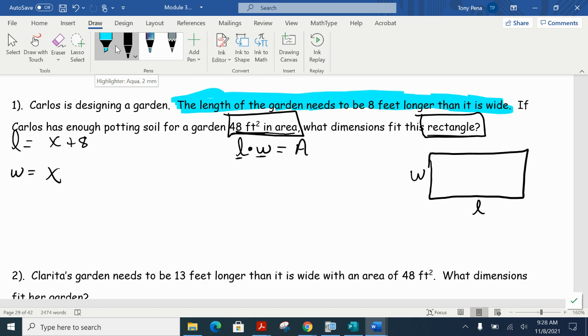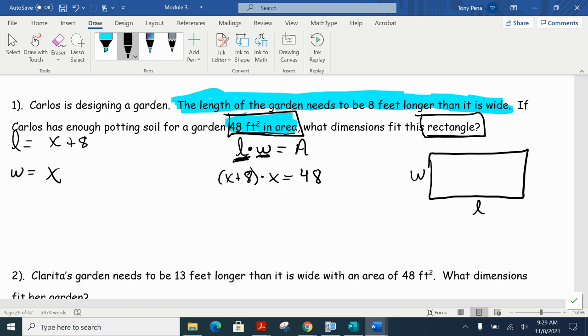Okay. Then we come over here. We're going to multiply these together. So we're going to multiply these two expressions together. So my length is X plus 8. I'm going to multiply that by my width, which is an X. We're going to set that equal to the area. We know what our area is. It's right here. It's told to us. The area is 48 feet squared. So we're going to set that equal to 48. And that's our equation. That's what we need to solve.